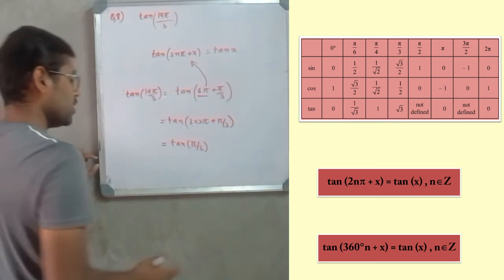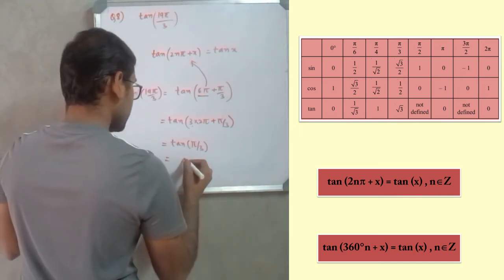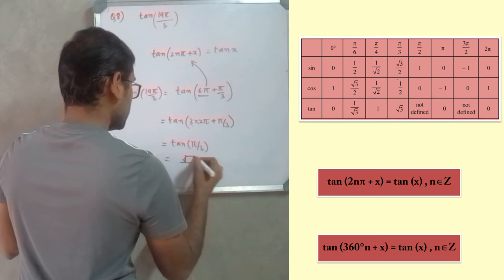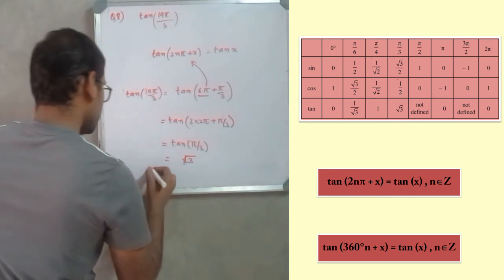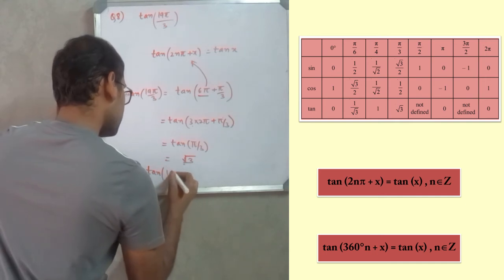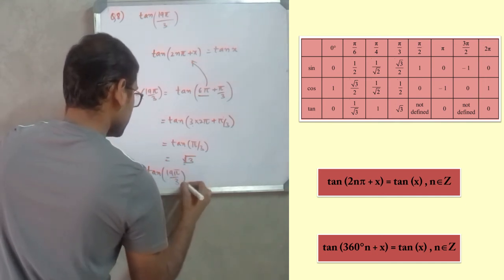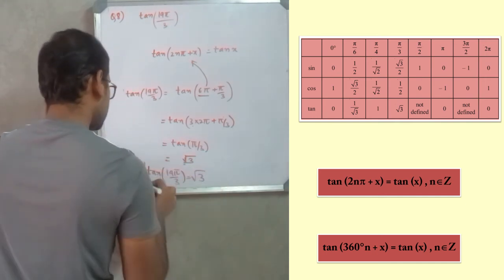We know the value of tan pi by 3, which is root 3, right? The value of tan pi by 3 is root 3, which means the value of tan 19 pi by 3 is also root 3. This is the final answer.